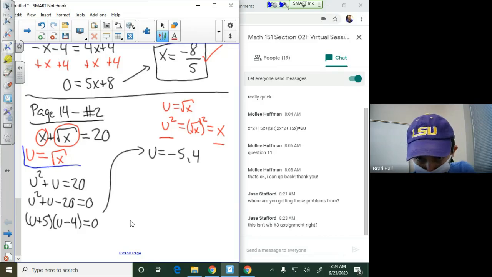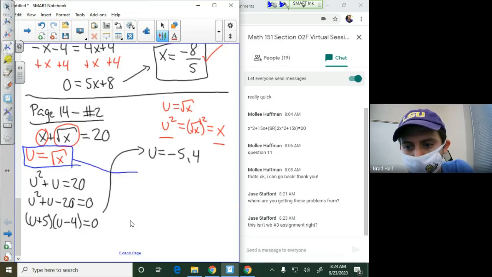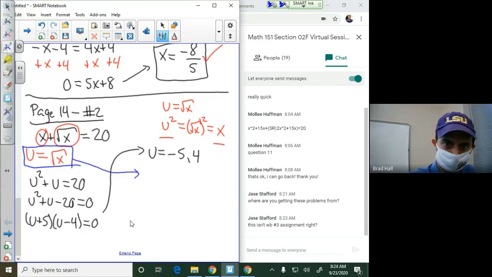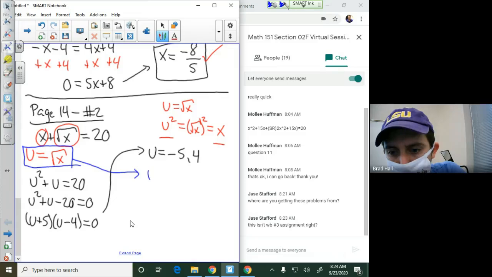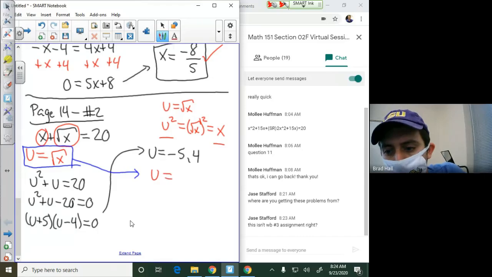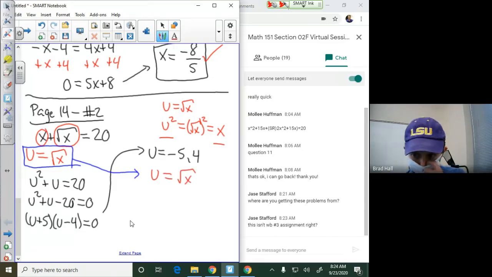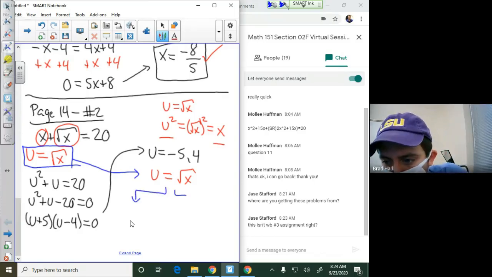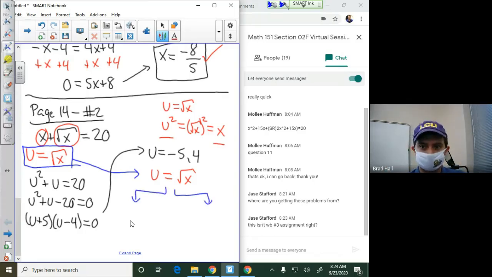But with U substitution, these values are not good enough. So we have this rule that we will need to bring back. And from here, we will need to plug in both of our U values to figure out X values, because that's how we appropriately conclude this problem.